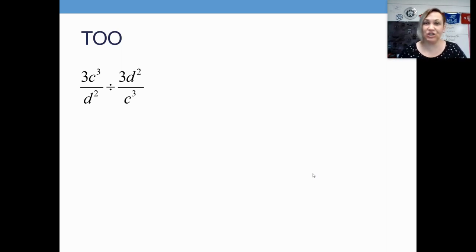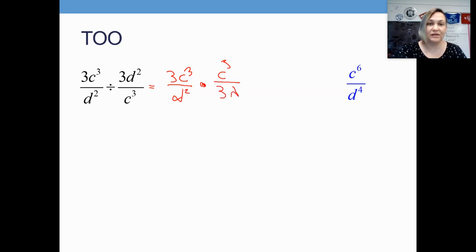All right, guys, how'd you do? So the first thing I want to point out is we cannot cross-cancel the c's and the d's because this is a division problem. So make sure that you changed it to multiplication first. And actually, the only thing that's going to end up cross-canceling is the 3's. So if I change this to multiplication, I'm going to keep my 3c to the third and my d squared. I'm going to put multiplying here, and then it's c to the third up top and 3d squared on the bottom.